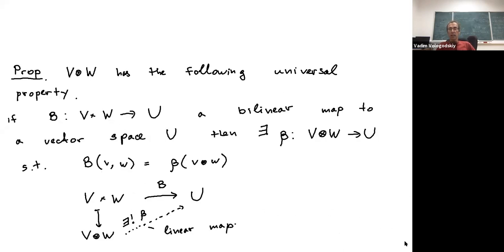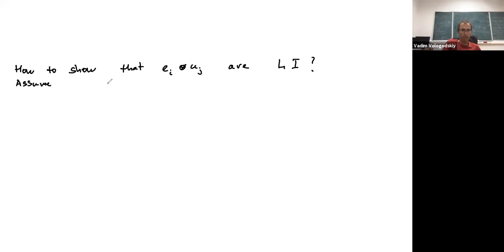So in order to prove that these vectors are linearly independent, you may use this proposition here, and here is how to do this. So how to show that ei tensor uj are linearly independent. Here is the proof. So assume that this is not the case: the sum of aij ei tensor uj is equal to 0. We want to show that all the coefficients are 0. Okay, so let's use a little bit of linear algebra.